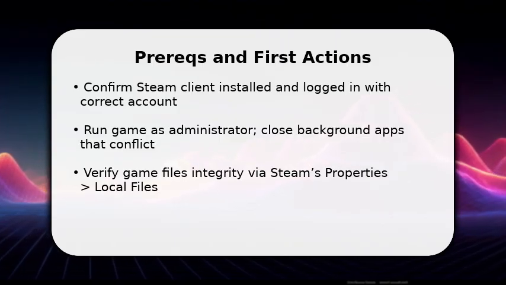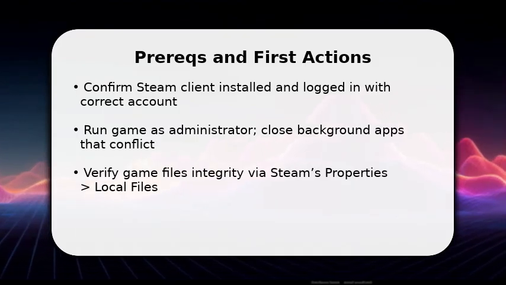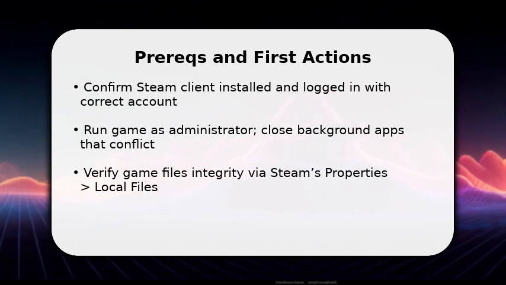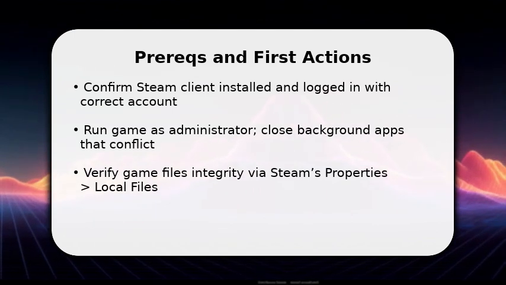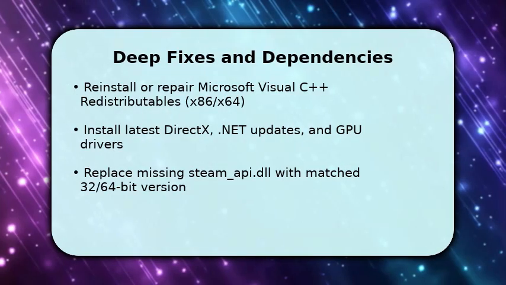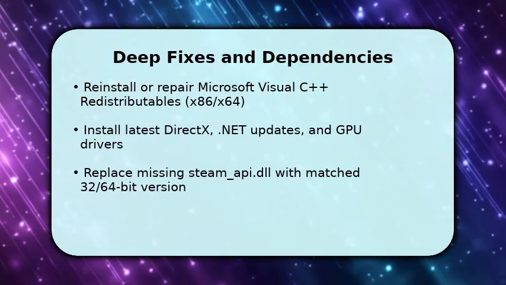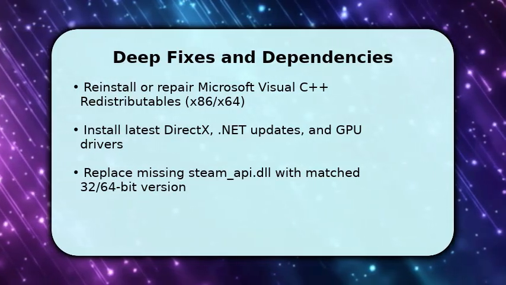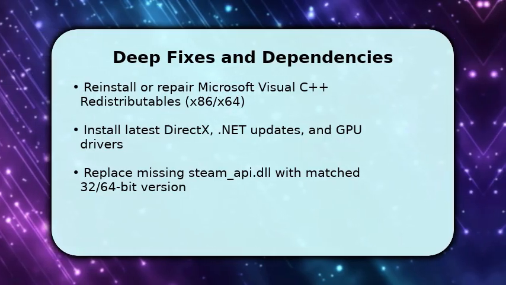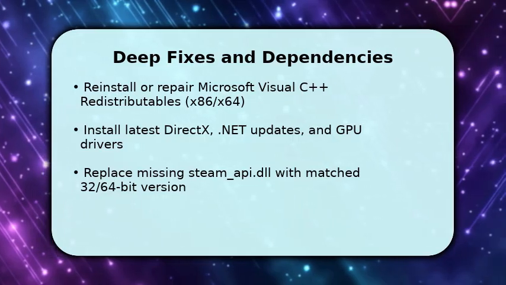While verification runs, make sure antivirus or overlay apps aren't blocking DLL access, because they often interfere with the Steam API initialization process. Once file verification finishes, focus on dependencies. Repair or reinstall Microsoft Visual C++ redistributables for both x86 and x64, because the Steam API relies on these runtimes. Then update DirectX, .NET, and your GPU drivers to remove runtime mismatches.